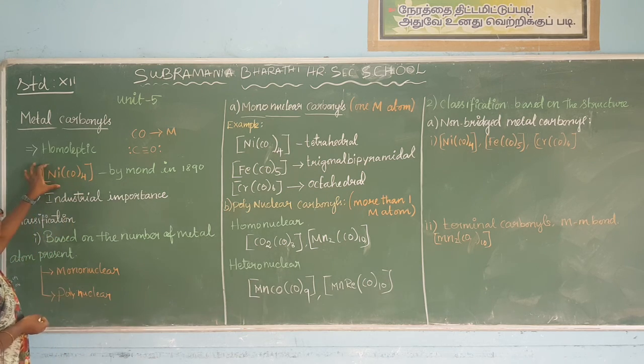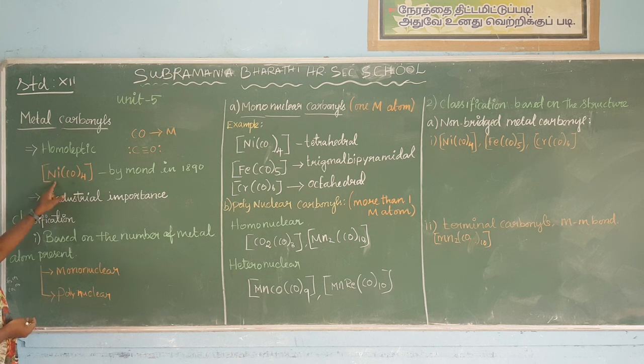Here we have given one metal carbonyl, nickel tetracarbonyl. It is a homoleptic carbonyl. Homoleptic in the sense the ligands are of the same kind. Heteroleptic in the sense the ligands will be different. See here, four carbonyl groups are present, so the ligands are all the same. It is attached with a transition metal, which is nickel. This was first discovered in 1890 by Mond. These metal carbonyls are of industrial importance because they readily release the carbonyl group.